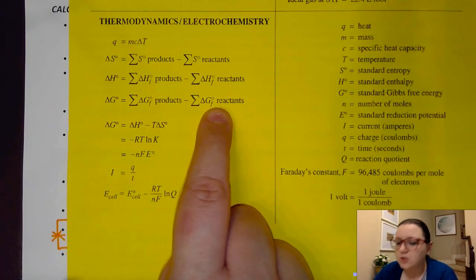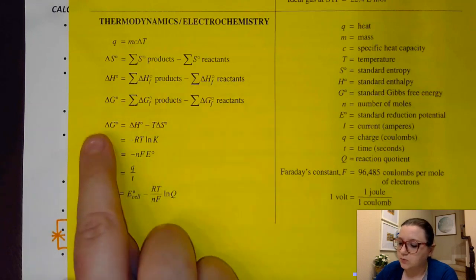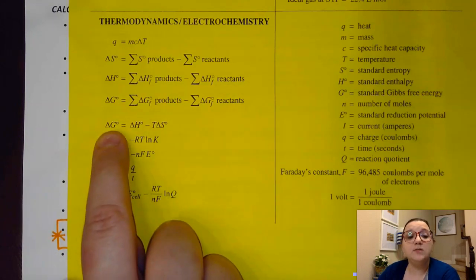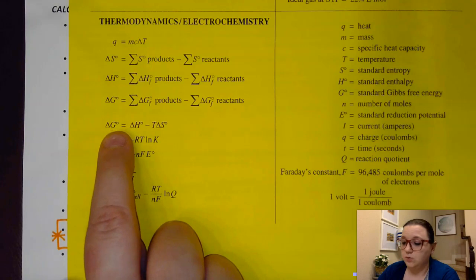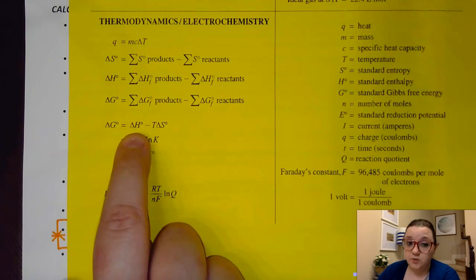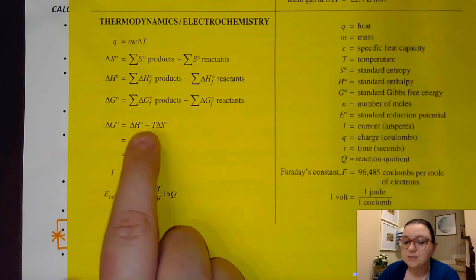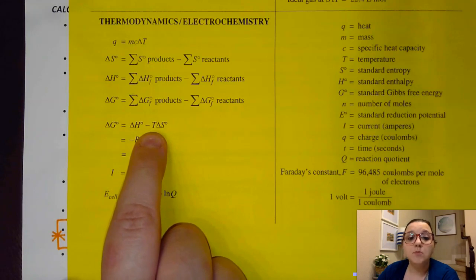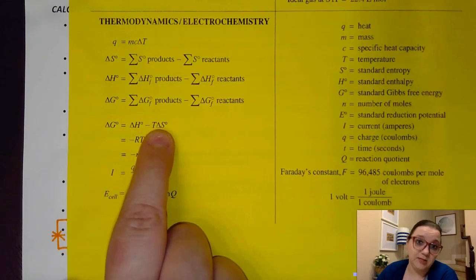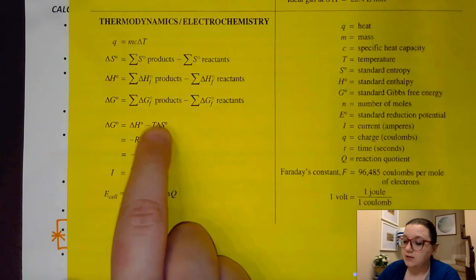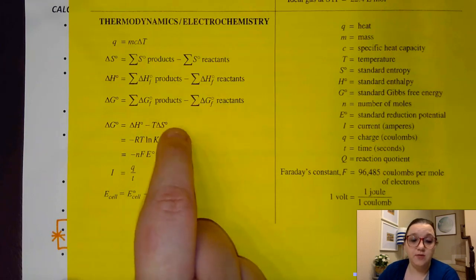The other equation that's really commonly used is this one down here, where the Gibbs free energy change is equal to the enthalpy change for the reaction minus our temperature multiplied by the entropy change of the reaction. And so we're going to see how to work with both of these in this particular video.